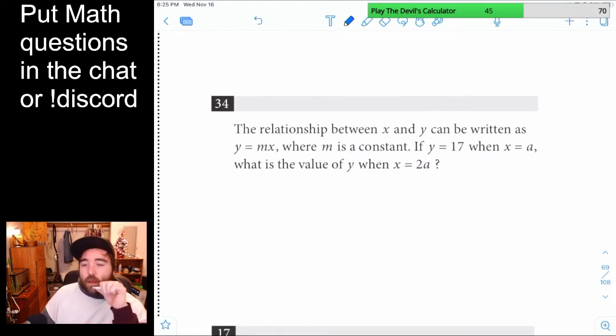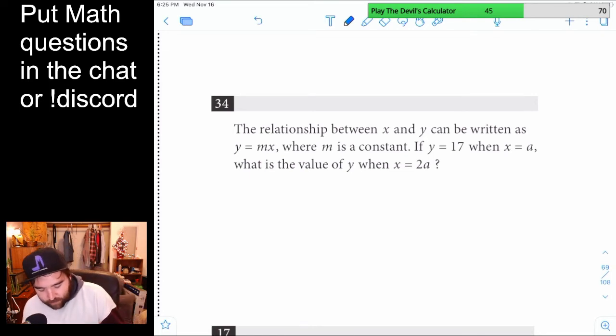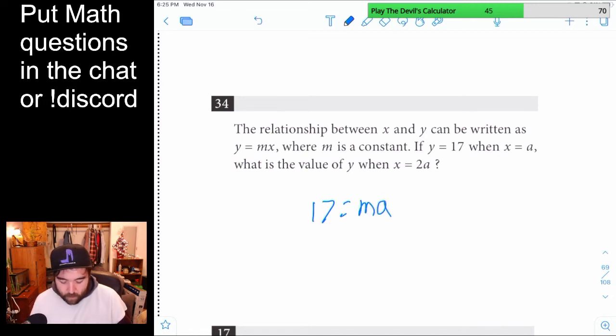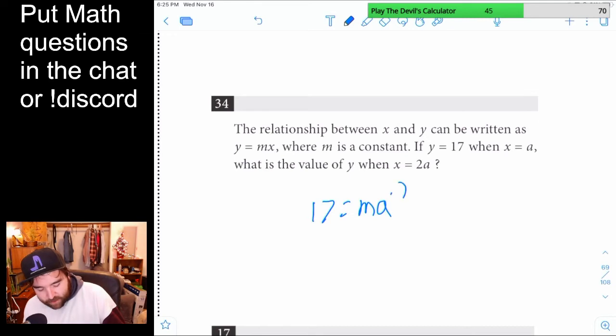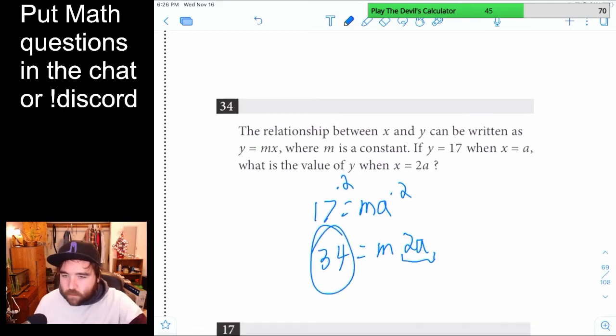So how about this one? y equals mx, where m is a constant. Yeah, it's just one of those. It's a little different, but let's see. So if y is 17 when x is a, we go 17 equals ma. What is the value of y when x is 2a? Well, to see that, that's just going to be multiplying both sides by 2. So 34 equals m times 2a. And see, that's sitting where the x was. So what is the y value? 34.